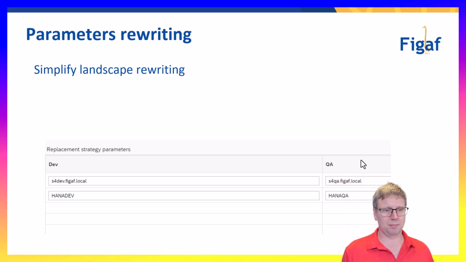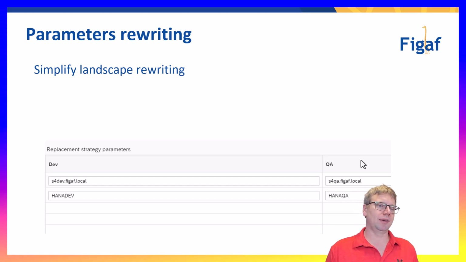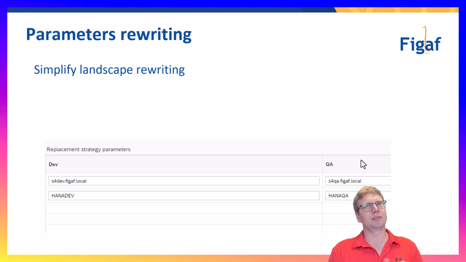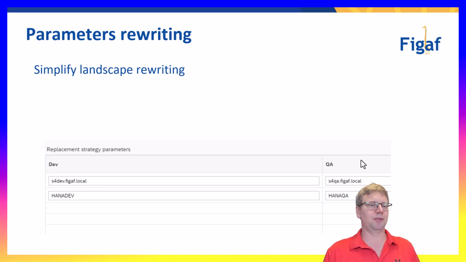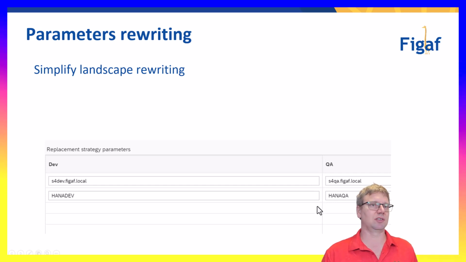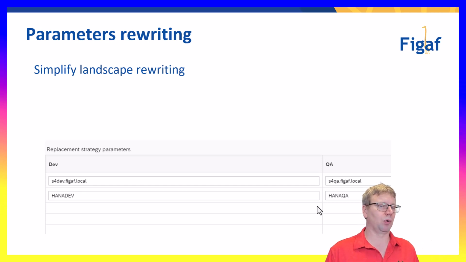So one of the big things we have is whenever you're doing a transport, you always need to remember, okay, so when I'm transporting to our QA system, what is the QA host name? How do I remember this? And you need to inform people all these things so they can configure it correctly. In the Figaf tool, it's really easy. You can just go in and say, okay, if we find an externalized parameter that's called this, we will translate it to this. This just saves a lot of time, making your transports much more resilient.